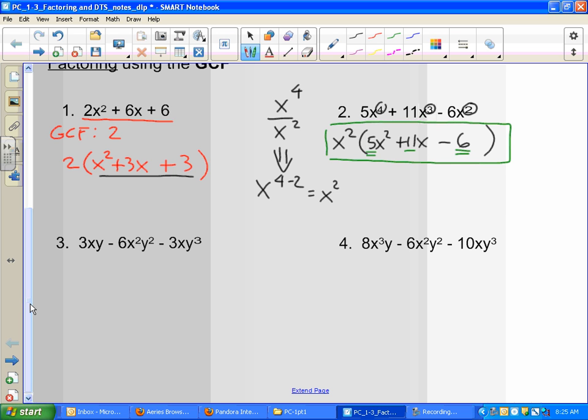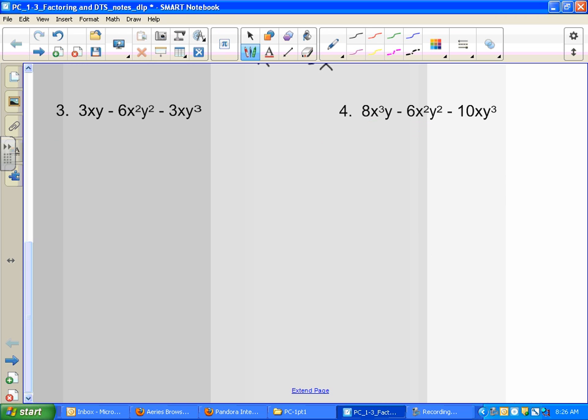All right, moving on. Number 3 is a little different in the sense that now I have both coefficients and variables that I can factor out as a GCF. So GCF-wise, the coefficient is 3. Each of these terms has at least an x and at least a y in it. So my GCF is 3xy.